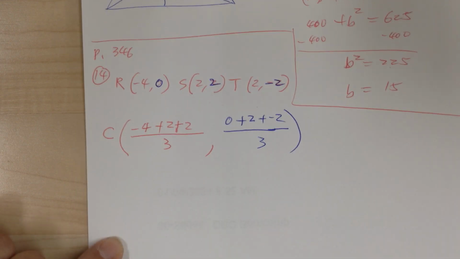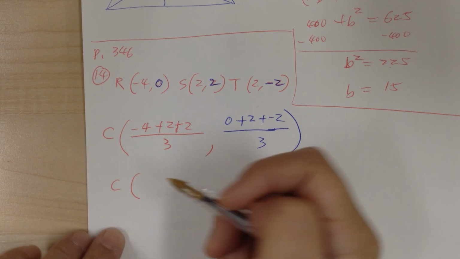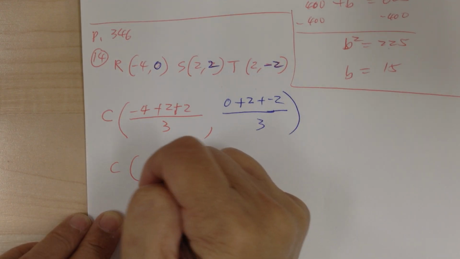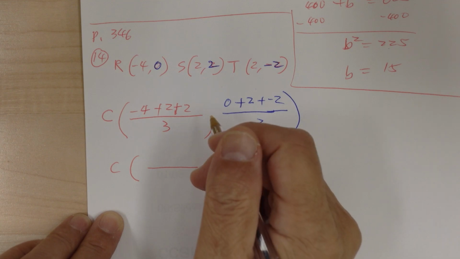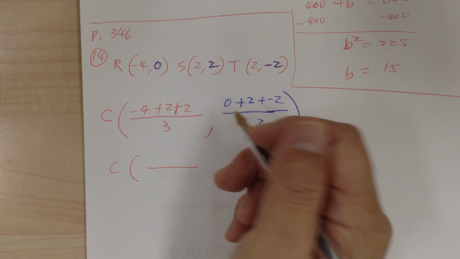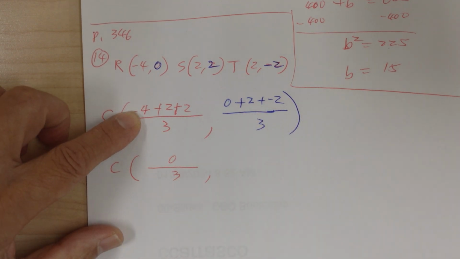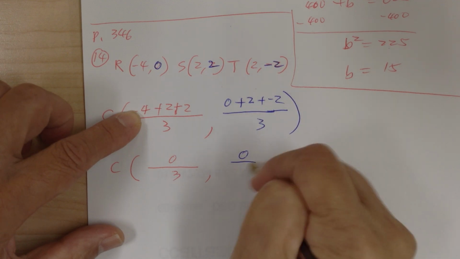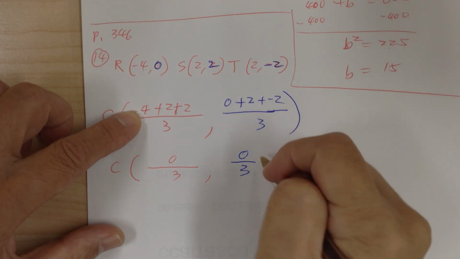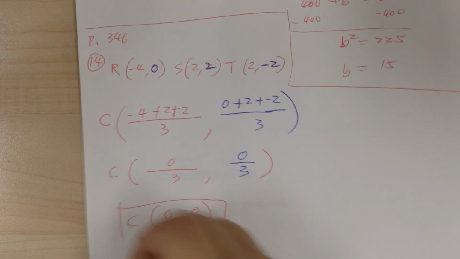Again, super simple. If you don't know the trick, you have to do it the book method, which is going to be super long, complicated and confusing. So you're going to end up with 0 over 3 and 0 over 3. And so your centroid is going to be at 0, 0. And that's your answer.